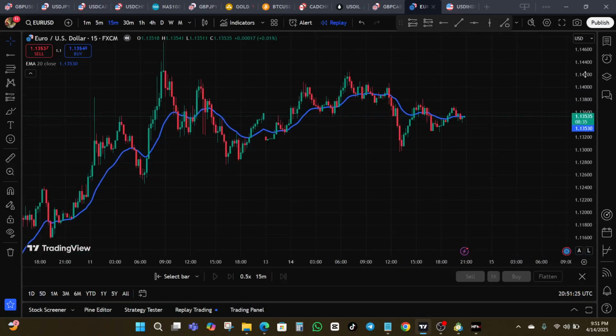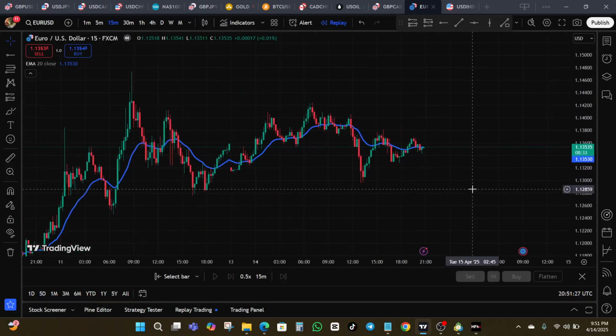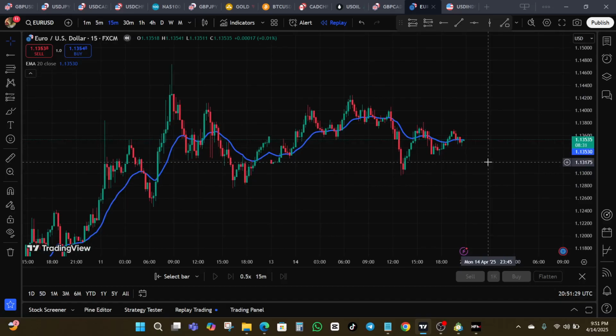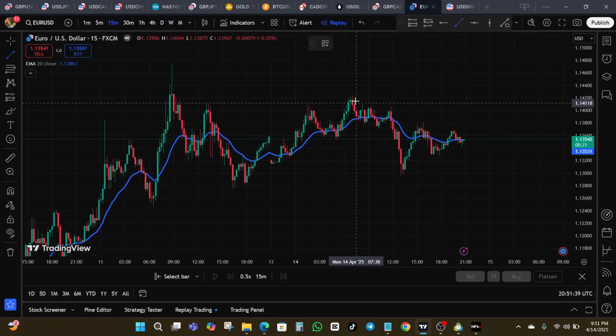proper journaling. Okay, don't forget to journal your trades. Some traders neglect journaling. You should have a reason why you entered the trade. You should have a reason why you exited at a particular time. You should have a reason why you chose a particular pair to trade at a particular time.